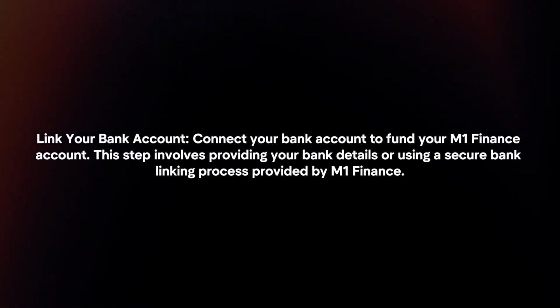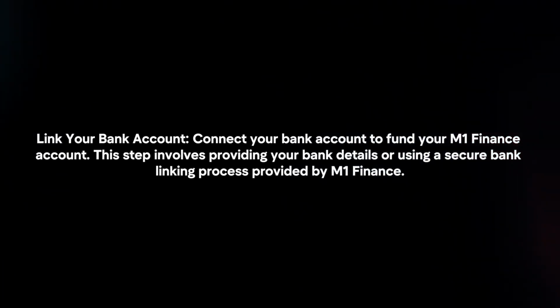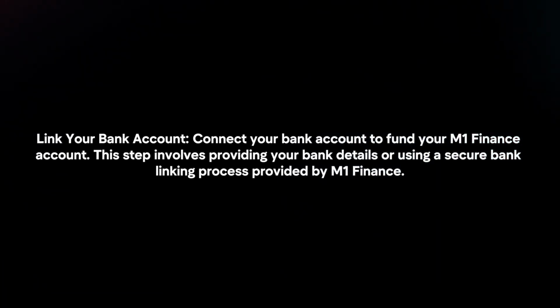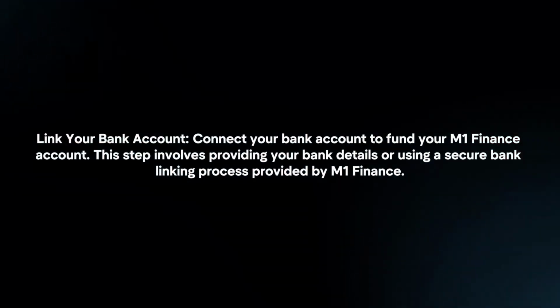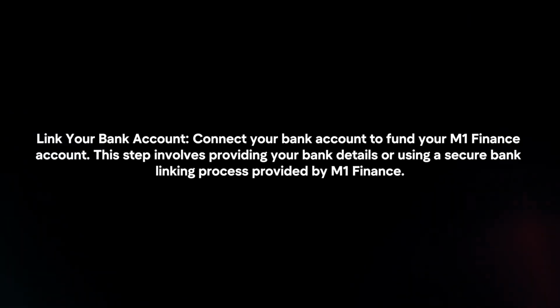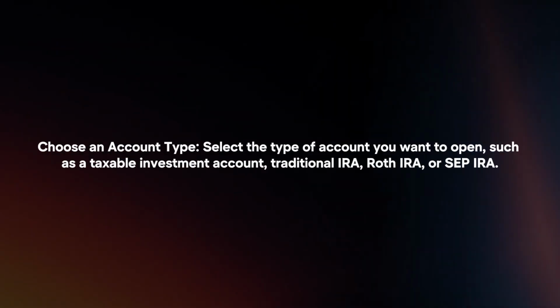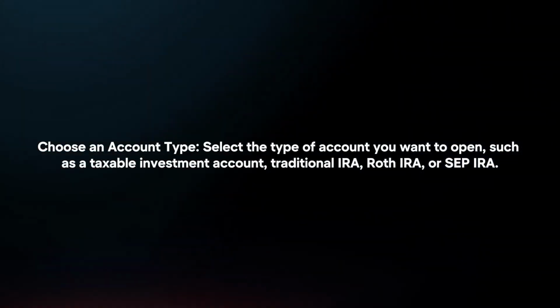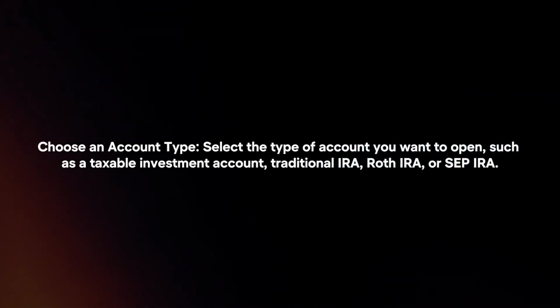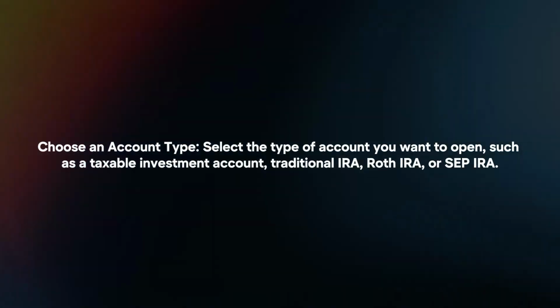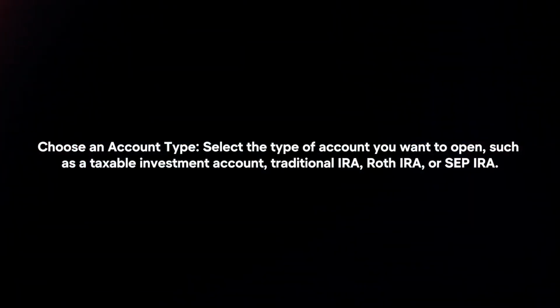Link your bank account. Connect your bank account to fund your M1 Finance account. This step involves providing your bank details or using a secure bank linking process provided by M1 Finance. Choose an account type. Select the type of account you want to open, such as a taxable investment account, traditional IRA, Roth IRA, or SEP IRA.